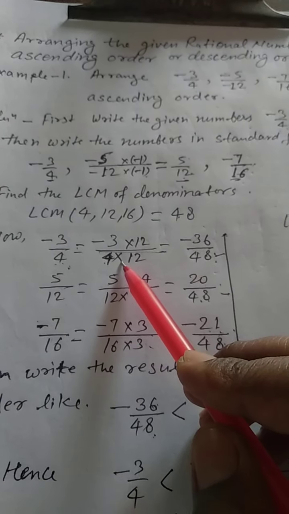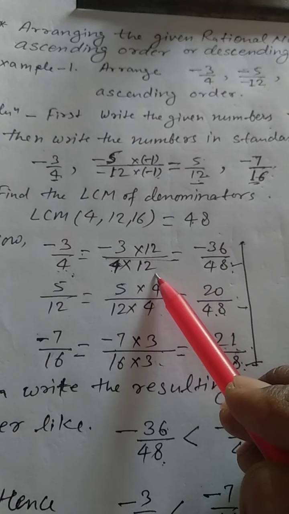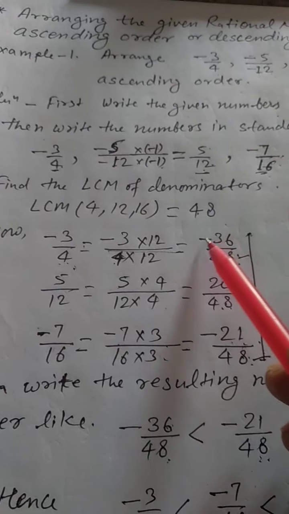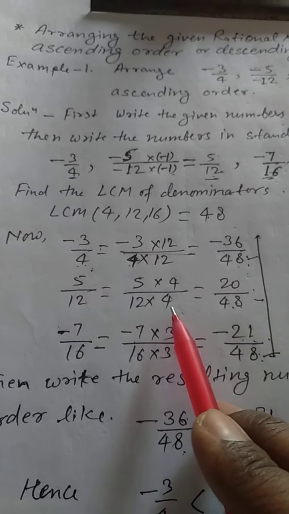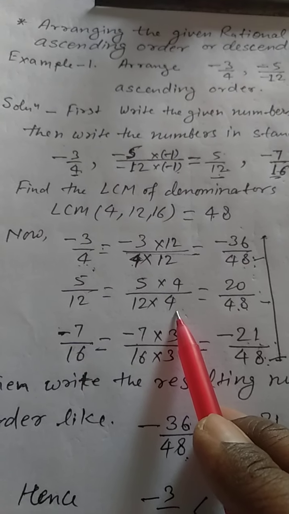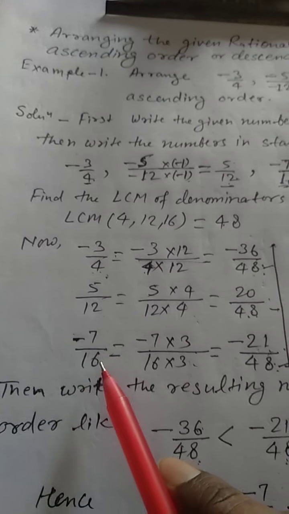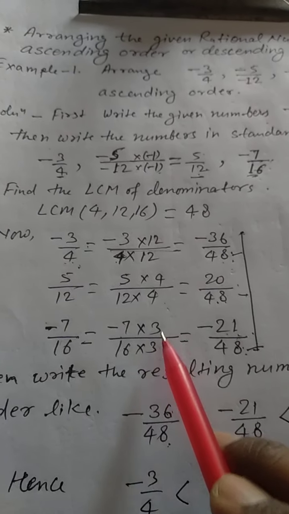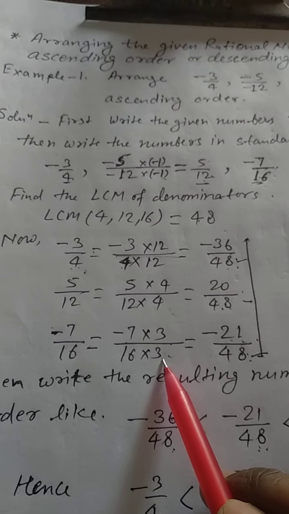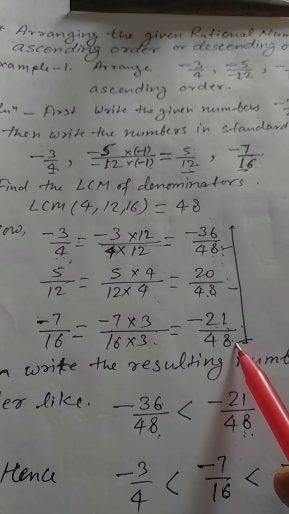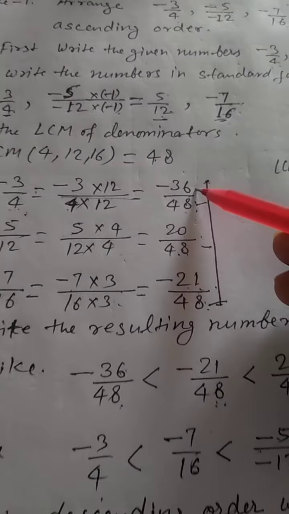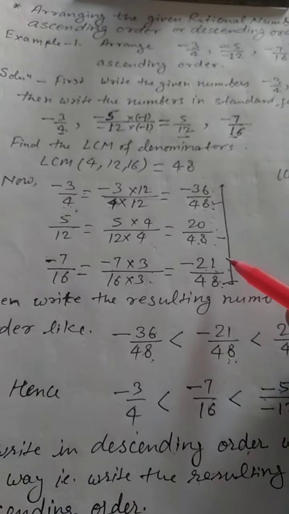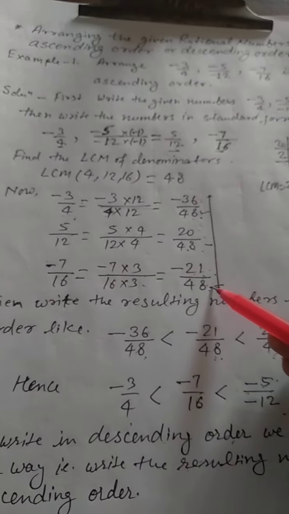4. In this I am multiplying the numerator and denominator by 12 to make it minus 36 by 48. 5 by 12 is changed into a number having denominator 48 by multiplying it by 4, and minus 7 by 16 is also multiplied by 3 in the numerator and denominator both, and made 48 as denominator. Now you can see the numbers minus 36 by 48, 20 by 48, and minus 21 by 48.